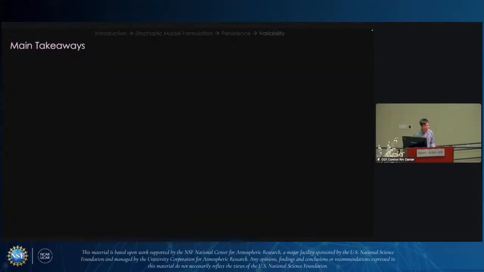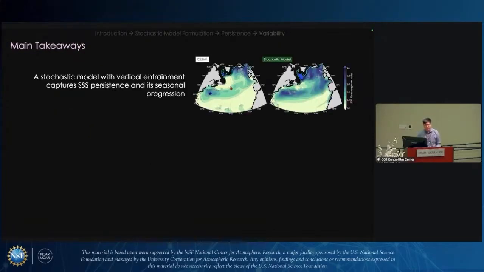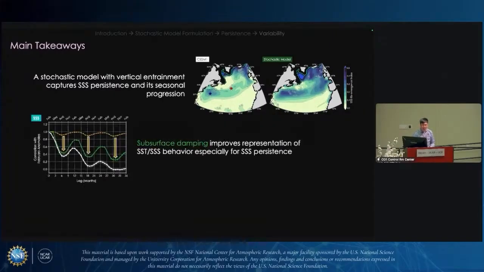So that brings me to the main takeaways. We see that a simple model with no horizontal circulation does a pretty good job of capturing the pattern of seasonal differences in reemergence in a model of full ocean physics. We also see that subsurface damping is pretty important for capturing the level of long-term persistence in salinity.